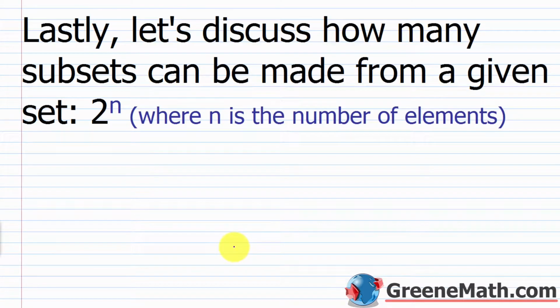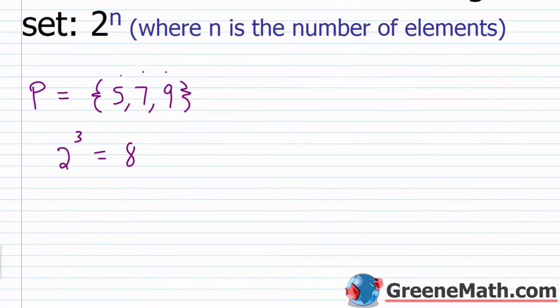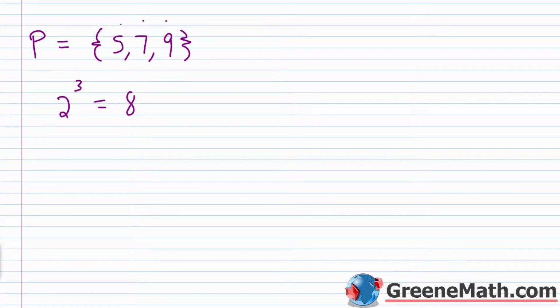So lastly, let's discuss how many subsets can be made from a given set. Well, the answer to that is 2 raised to the nth power, where n is the number of elements that we have. So for example, if I have P is equal to, let's say 5, 7, and 9, well, the number of subsets that can be made from this is 2 raised to the power of 1, 2, 3, or 8. You can prove that to yourself by listing the possible subsets.